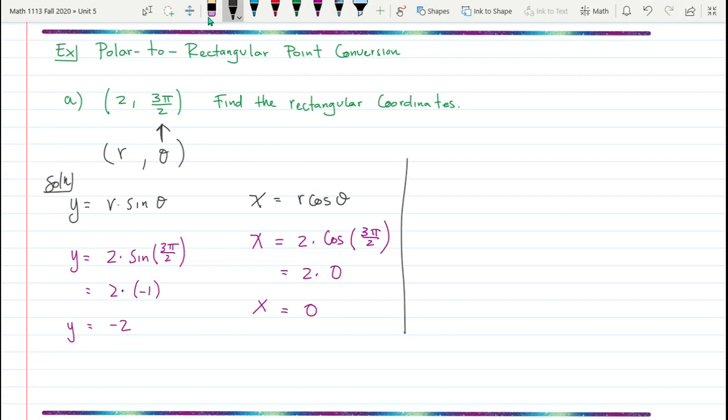The point (2, 3π/2) in polar coordinates is the same thing as the point (negative 2, 0). Nope, made a mistake. Sorry. (0, negative 2), right? So this is (r, theta), and this should be (x, y). Okay, so that is how we would convert from polar to rectangular coordinates.